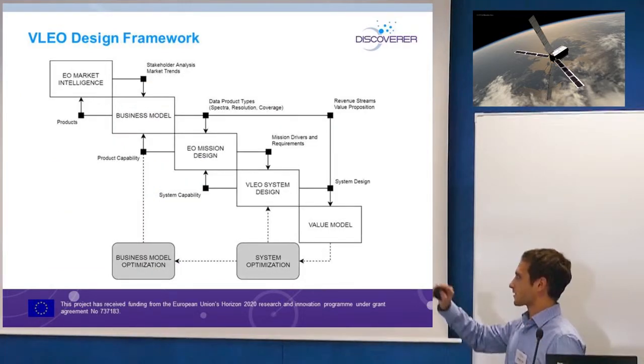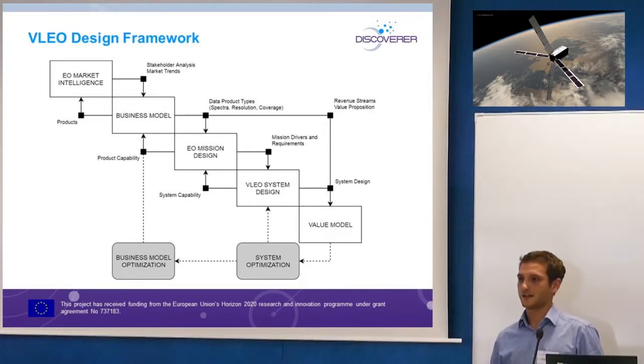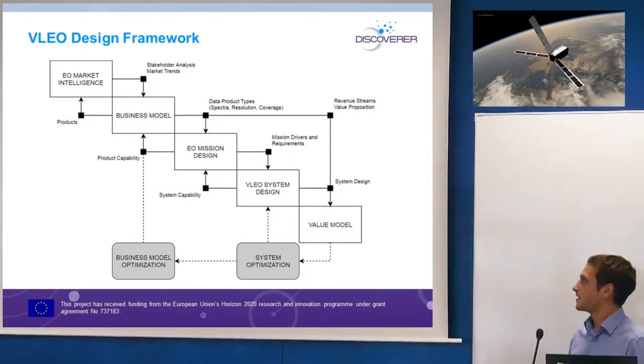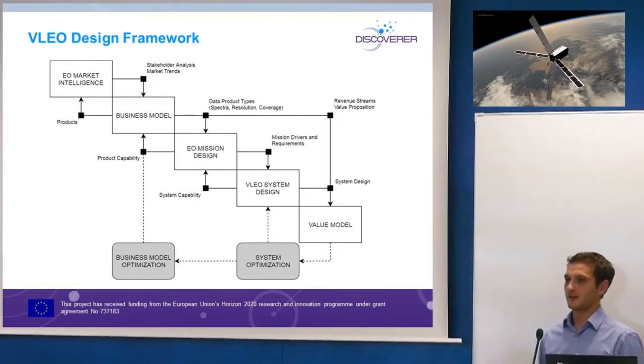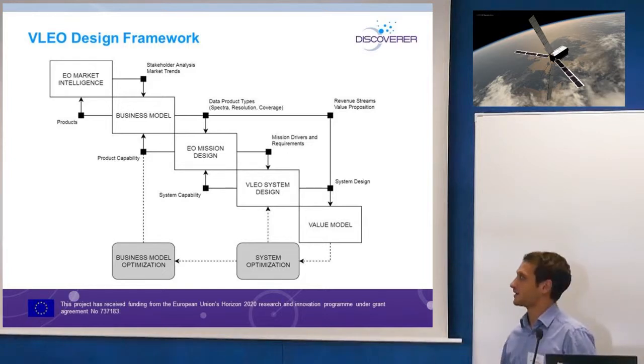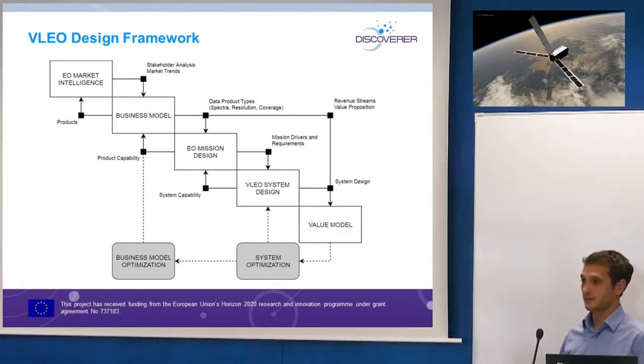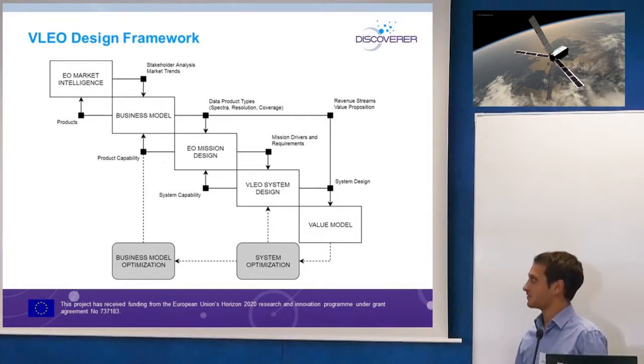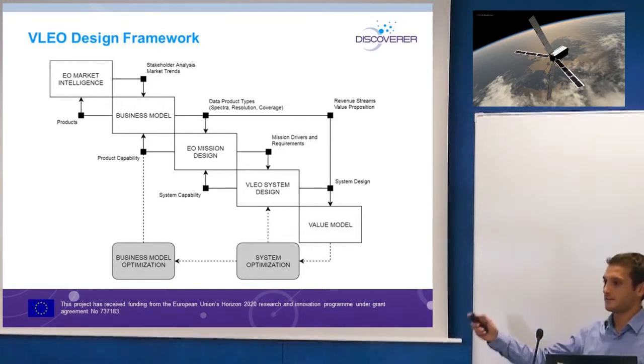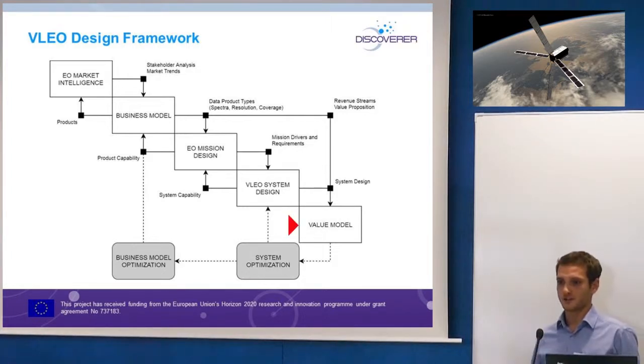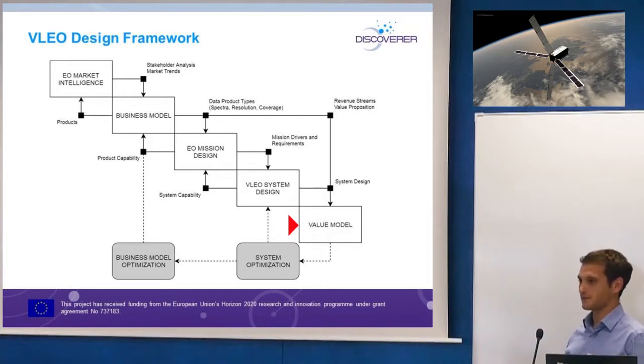So I think we'll probably focus on this a little bit more later in the feedback session. But this is a preliminary idea of how we would link our various disciplines together. So looking from the EO market intelligence level, moving through business models and concept development, into mission design and system design, and then finally how we can feed back through to iterate towards higher value products, higher value propositions, higher value concepts. Where can we find the best Discoverer concepts?